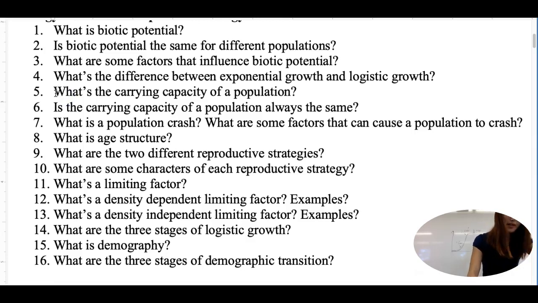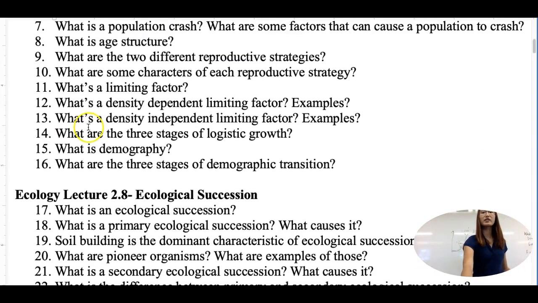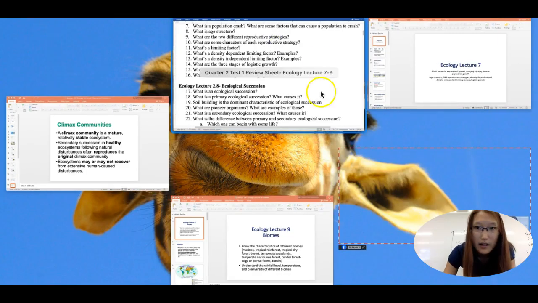And the next one is what is the carrying capacity of a population? The carrying capacity will be whenever you get to this point where the population growth basically stops, that is the carrying capacity. Population crash, when population goes down really drastically. The age structure. Okay, so the age structure of a population is one of those pictures that we saw during class. So let me show you actually from here. Let's see.